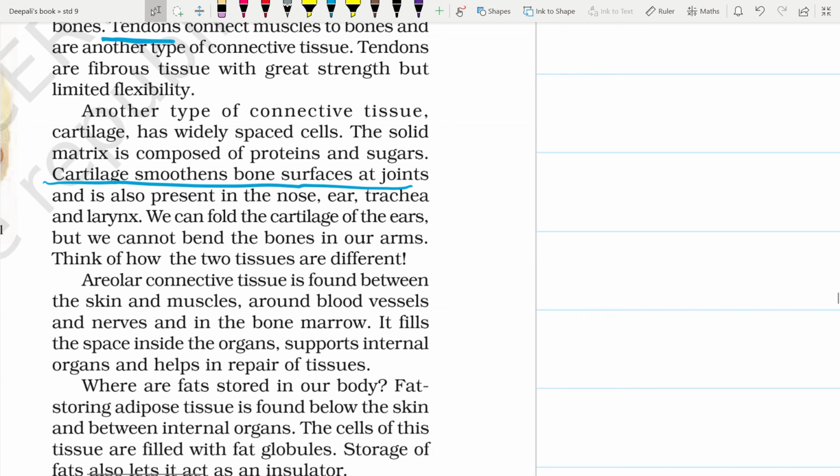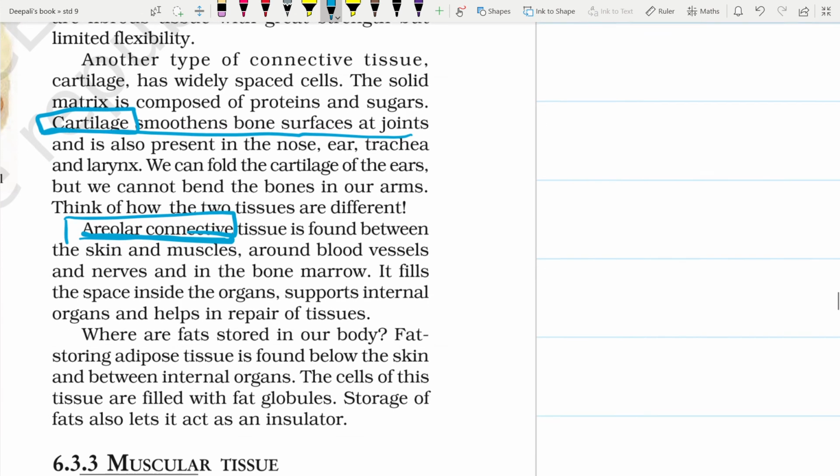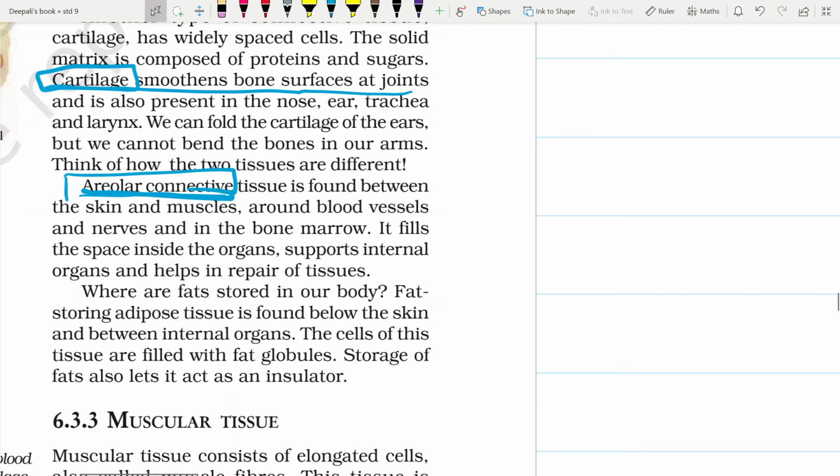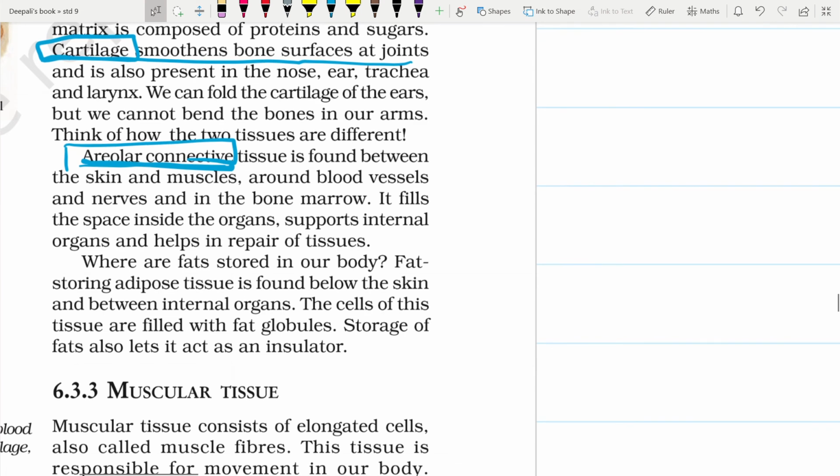Then we have the areolar connective tissue, found between the skin and muscles, around blood vessels and the nerves, and in the bone marrow. It fills the space inside the organs, supports internal organs and helps in repair of tissues. So that is areolar connective tissue. You can easily list the various types of tissues and their function in the form of a chart.